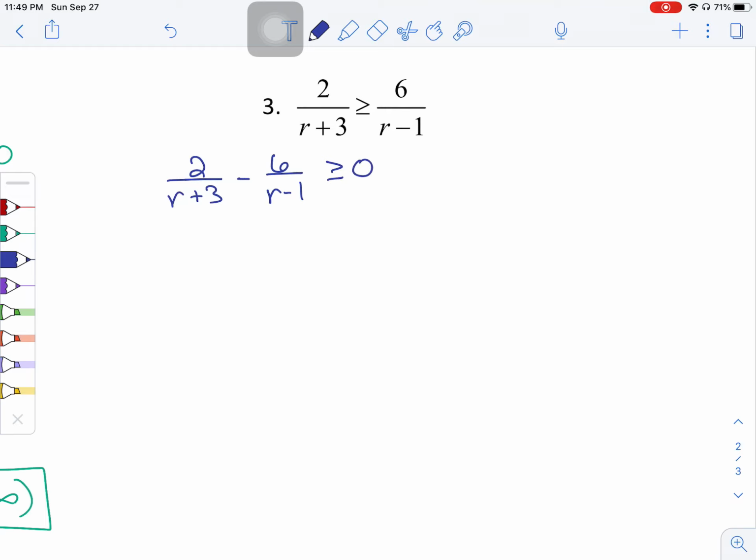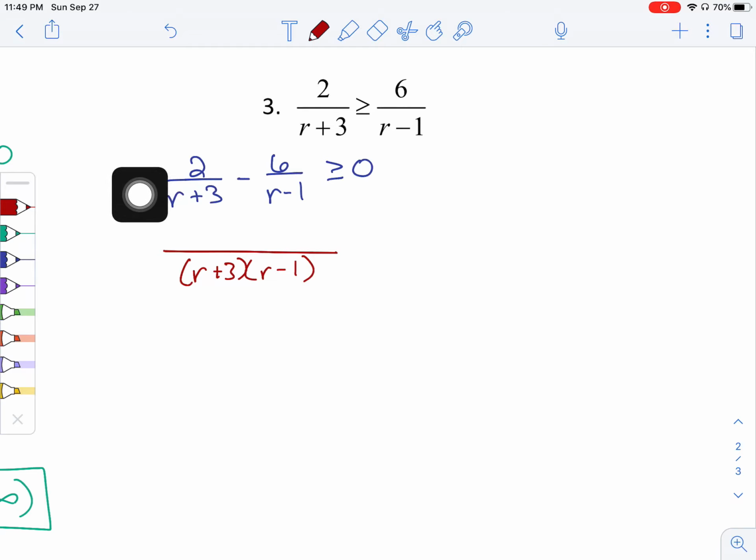I need a common denominator. So common denominator here is going to be r plus 3, r minus 1. Okay, so this first fraction was missing r minus 1. So we're going to do 2 times r minus 1 minus 6 times the second fraction. I pulled the minus 6 already, but this denominator was missing r plus 3.